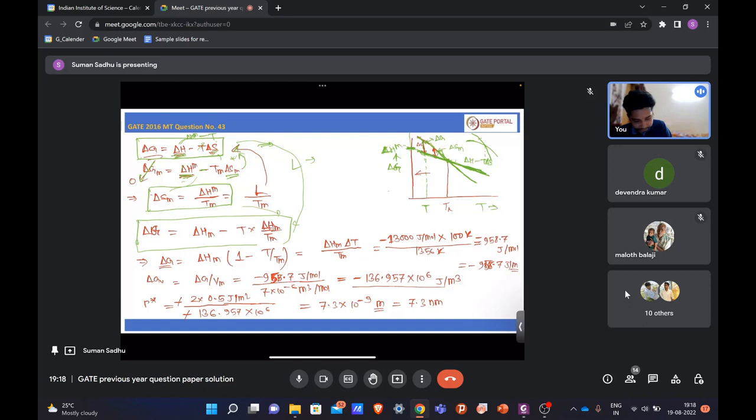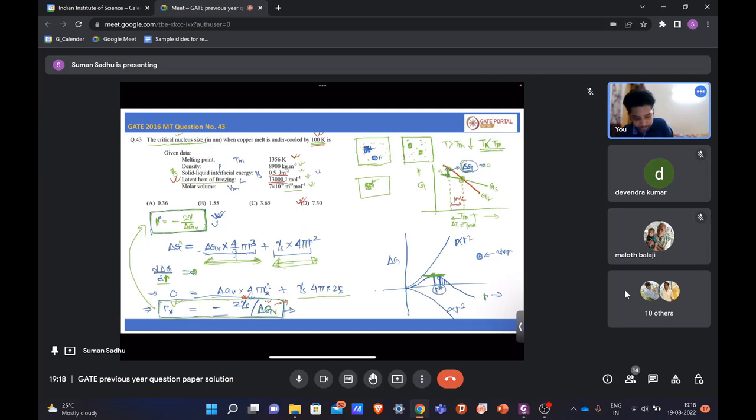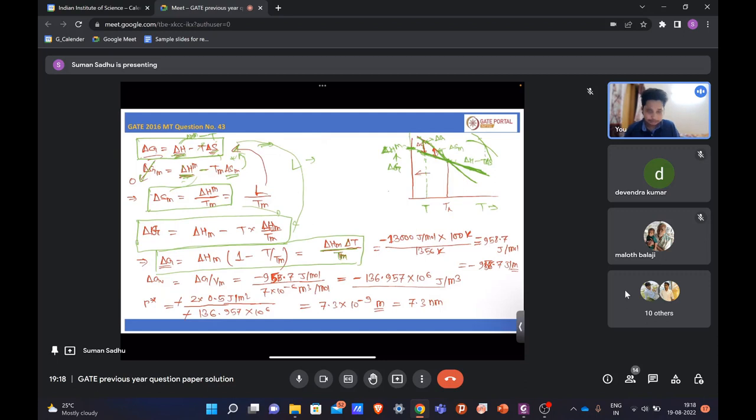So delta G is equal to delta Hm minus T delta Hm by Tm. So that is delta G is equal to delta Hm into delta T by Tm, right? So now delta Hm is given. Latent heat of freezing is given, 13,000. But it is negative, right? Because you are solidifying, so it is releasing heat, so that is negative.